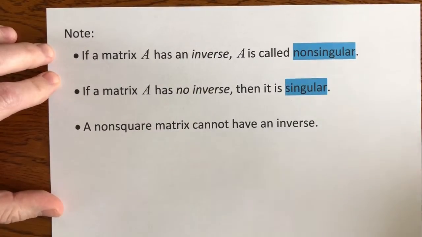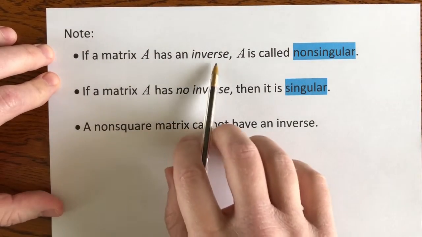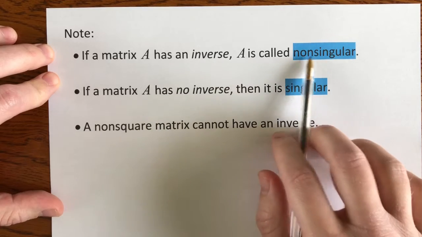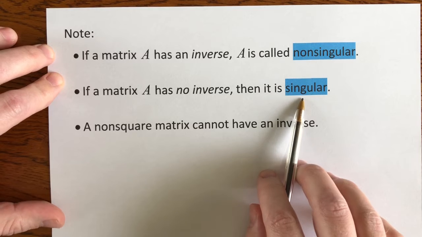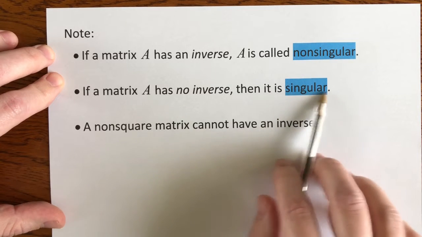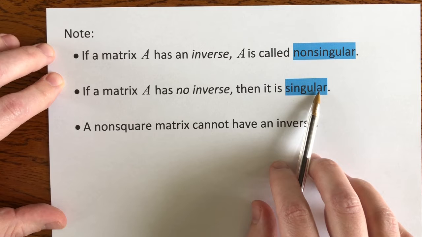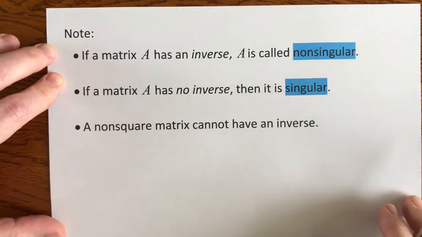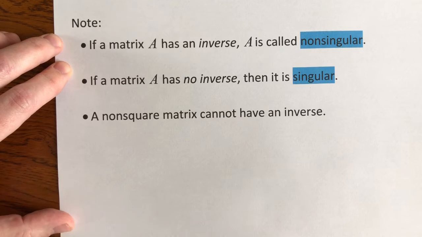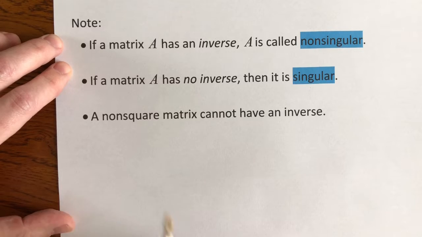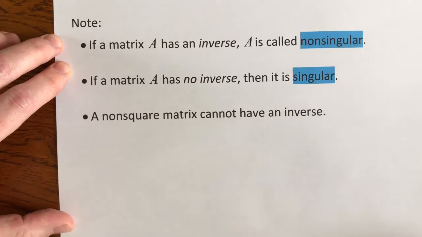A couple of notes here. If matrix A does have an inverse, then the matrix A is called non-singular. If it does not have an inverse, then it is called a singular matrix. And you'll see this word actually pop up on your calculator if you are trying to come up with an inverse of a matrix and it's not possible to do so. This word will appear on your calculator screen. Also, understand that only square matrices can possibly have inverses, okay? Non-square matrices are not invertible.